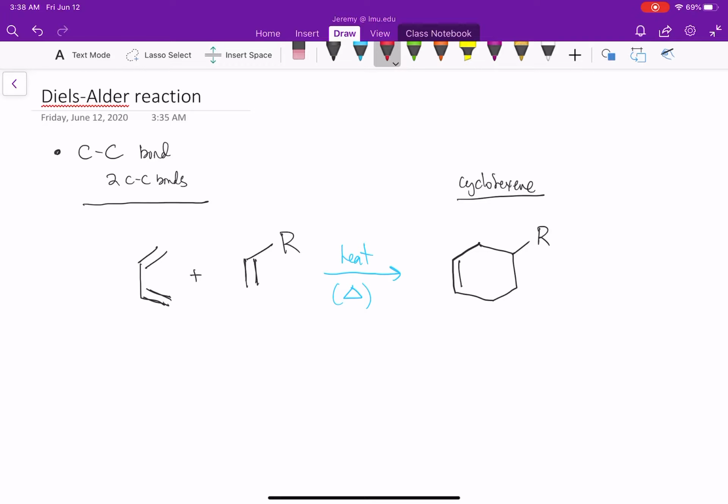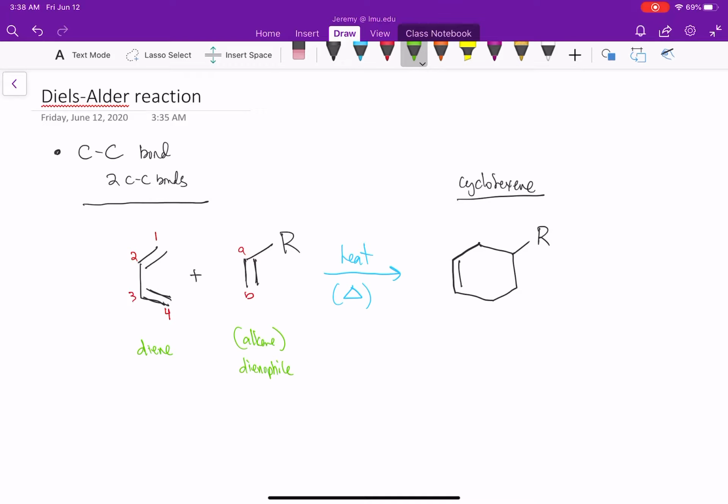Very important to number your carbons here: carbon 1, 2, 3, and 4. Then I'm going to label my alkene as A and B. So we always have a diene, a conjugated diene, and then we have an alkene. It turns out we have a special name for this alkene. It's called a dienophile.